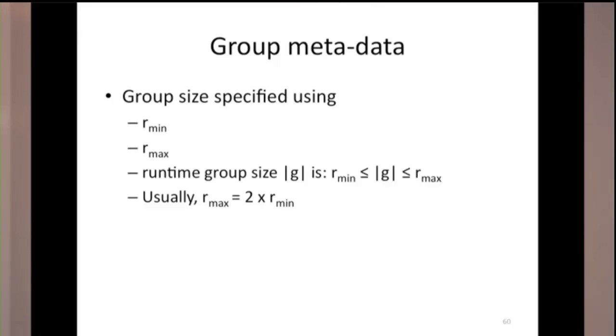Each group now has a size, right? What we do is specify the size using 2 parameters, rmin and rmax, which means the size of the group should be between rmin and rmax. We generally use the maximum to be 2 times the minimum.